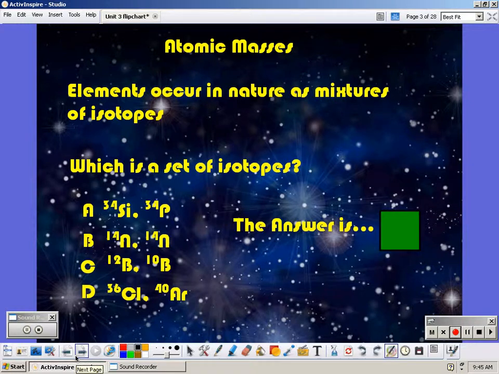Atomic mass is when elements occur in nature as mixtures of isotopes. So you take all of the isotopes, you average them together, you can get the average atomic mass. If we look at this question, it says which is a set of isotopes. Remember, an isotope is the same element but with different masses. So letter A would be inappropriate because it's not the same element. Letter B would be inappropriate because it's the exact same isotope. Letter C would be the answer because they're both boron, but they have different masses. D, again, is incorrect because it's two different elements.